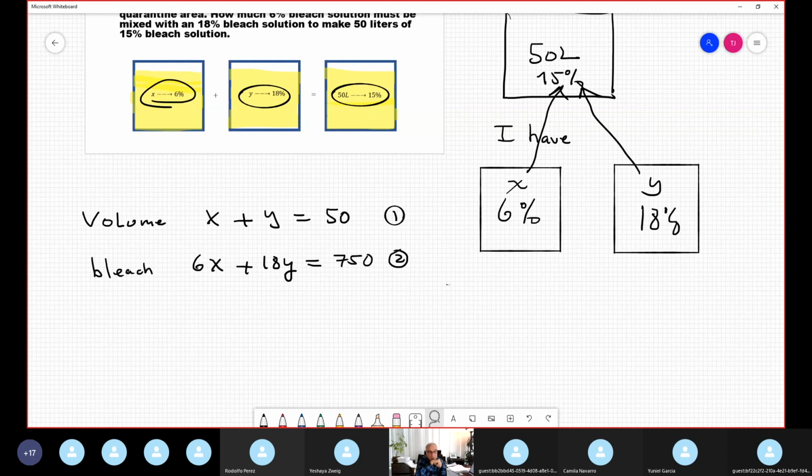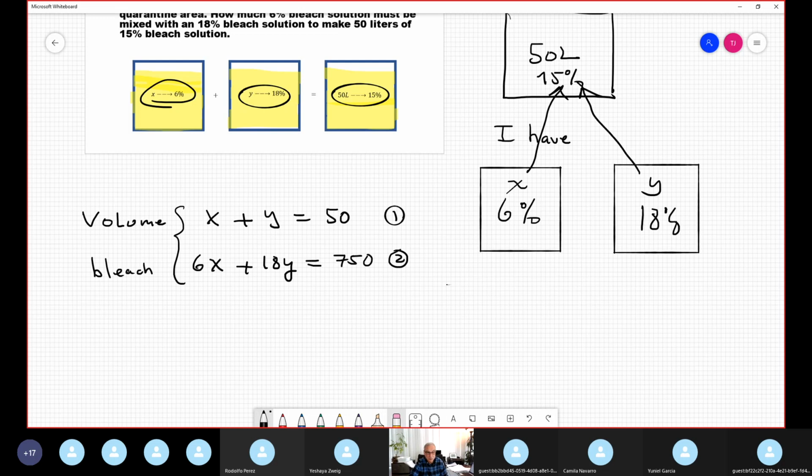How many liters? So x represents the liters of the 6% concentration container, and y represents the liters of the 18% container. I need both to mix together, okay? What do you recommend to do? Algebra. I understand the problem. I set up the equation. This is the hard part. The rest is the easy part. So I need to face this system. What is the most convenient way, doing it by elimination or substitution?